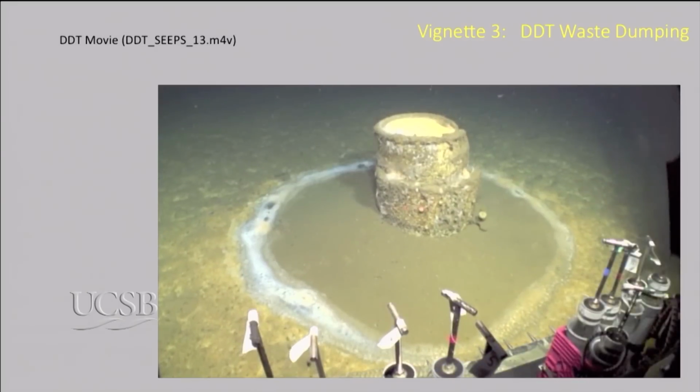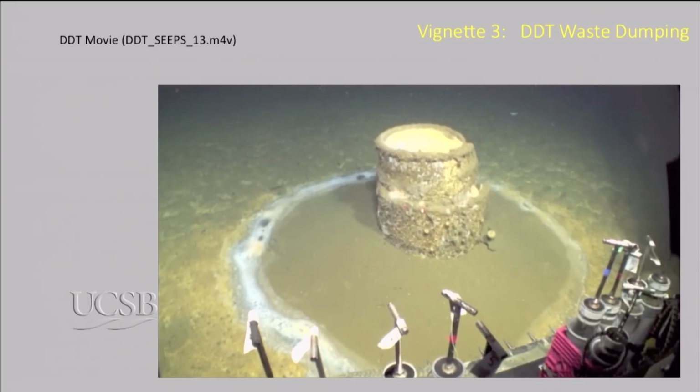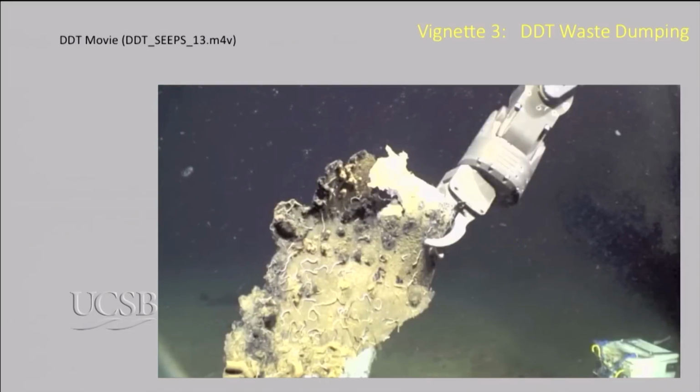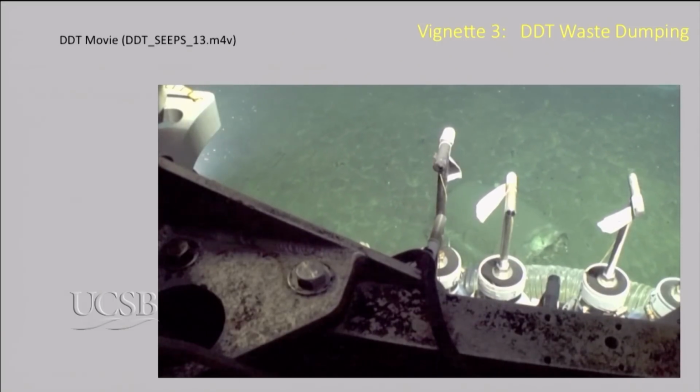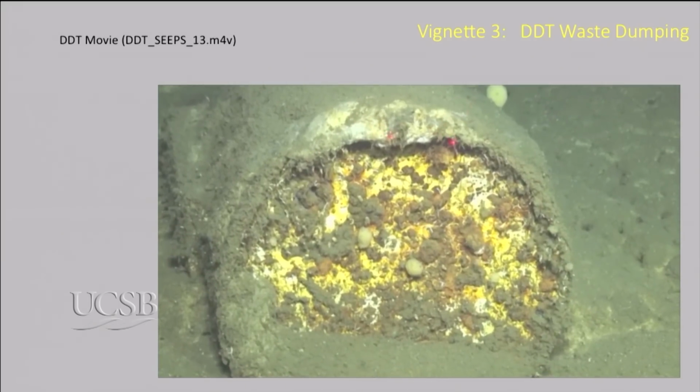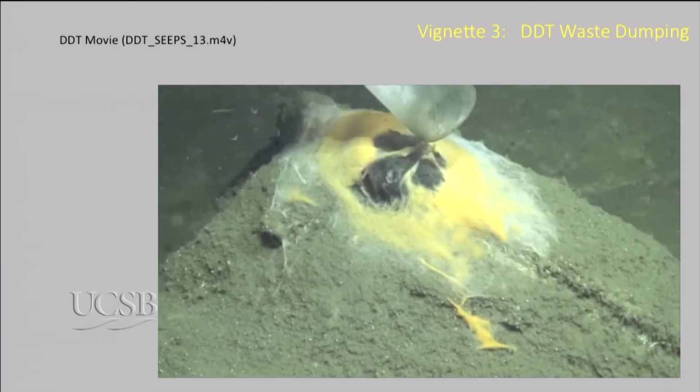So there were a number of bizarre features that we're trying to understand. Why are there these circles with white rims around them? Why are there growths coming off of the barrels? They look like icicles. We call them toxicals.